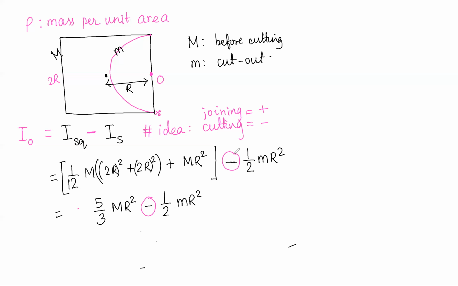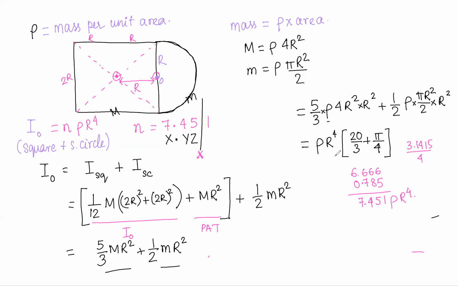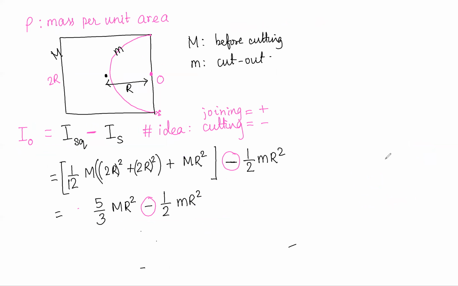Did you understand? Okay, there is nothing much more beyond this. Just do the calculation just like before. Instead of rho r to the power 4 into 20 by 3 plus pi by 4, now you will get rho r to the power 4, just like the previous problem. You will also get 20 by 3 because all the values are the same, minus pi by 4. Okay, so accordingly you can calculate and find out your answer.